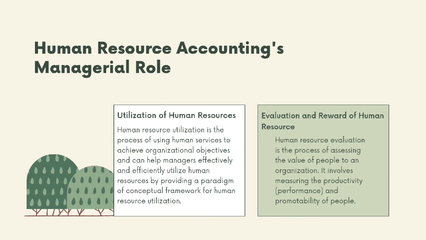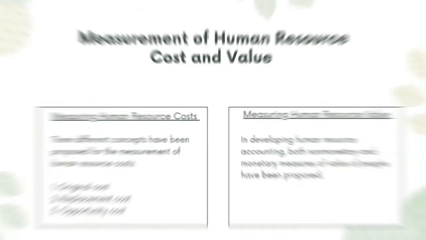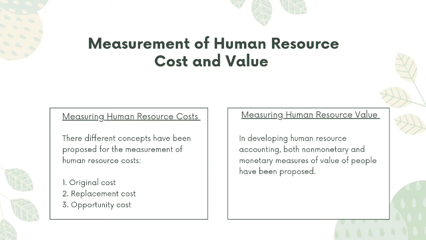And then evaluation and reward of human resources. Human resource evaluation is the process of assessing the value of people to an organization. It involves measuring the productivity or performance and promotability of people. And the next is measurement of human resource cost and value. So there is measuring human resource cost and measuring human resource value. The first one is measuring human resource cost.